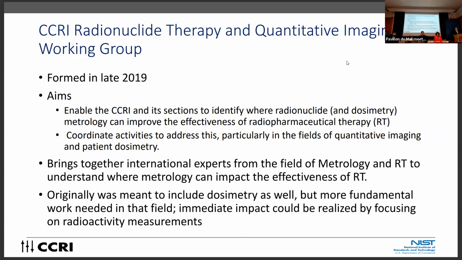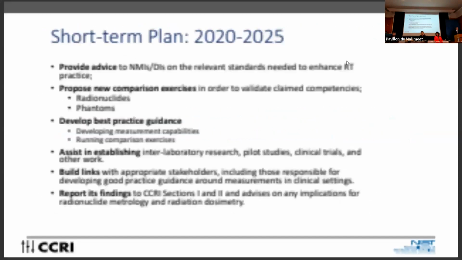Originally, the idea was to include dosimetry as well. In fact, there are representatives from the dosimetry community on the working group. But in one of the very first meetings that we had, it was determined that the measurement of dose due to radionuclides is still fairly immature and is not at a point where the National Metrology Institutes or the BIPM would have a role yet. And so the immediate impact was determined to be mostly the radioactivity measurements. And that's what we've been focusing on since the working group was formed.